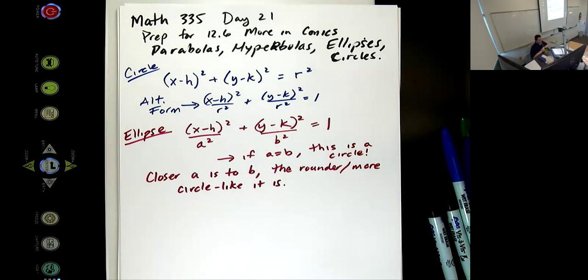We're going to have a measure of that later on today called eccentricity. Eccentricity measures roundness. I'm curious what my eccentricity rating is. I'm fairly round.